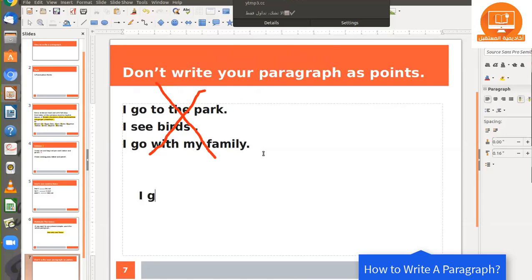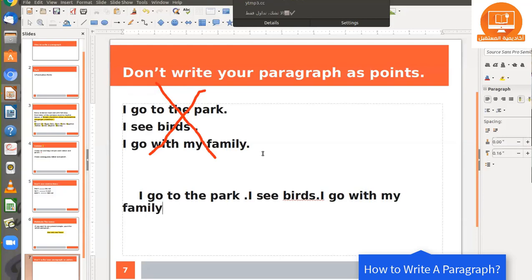I go to the park. Full stop. I will not go down. I will complete. I see birds. I will not go down. I will complete. I go with my family. For example, I go by car. So please, don't write it like points: I go to the park, I see birds, I go with my family.